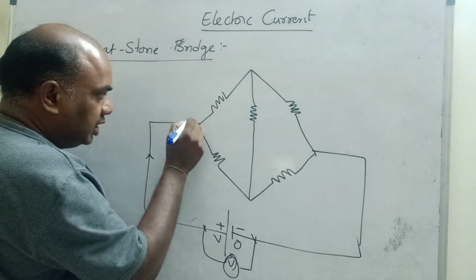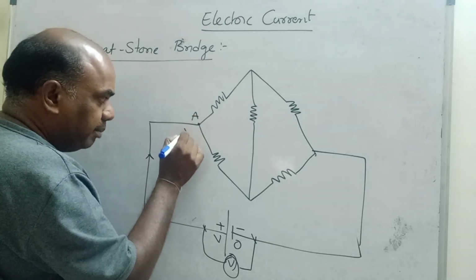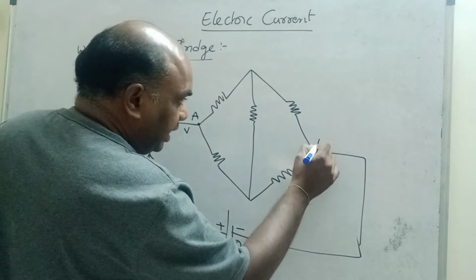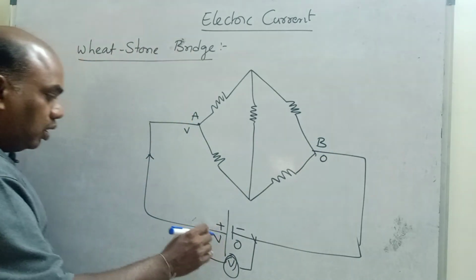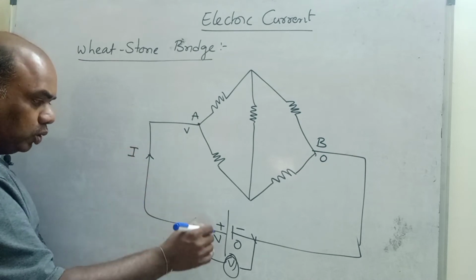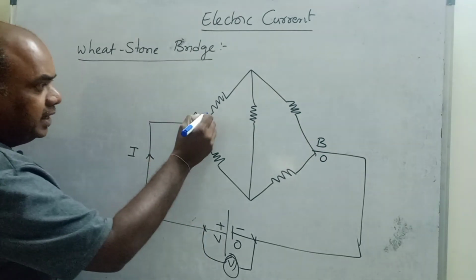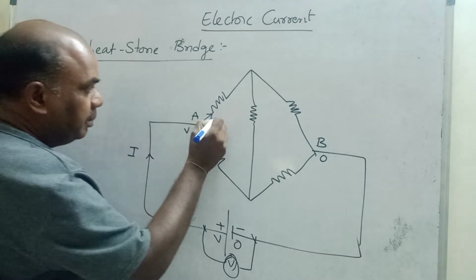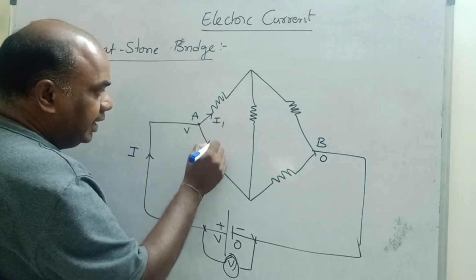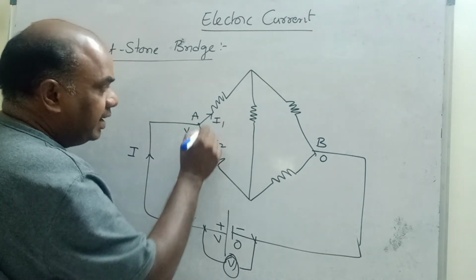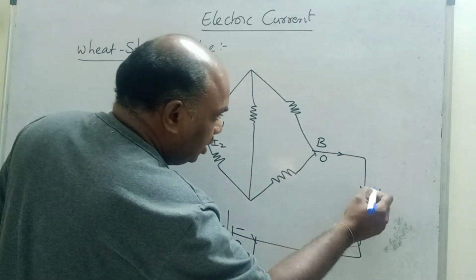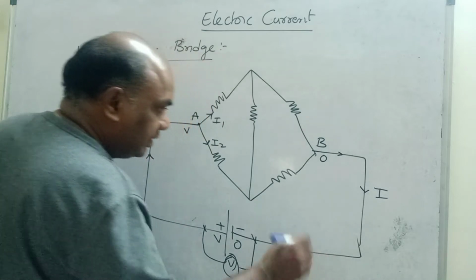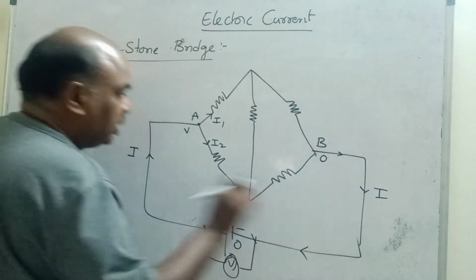The potential at this end, at the A terminal, let it be V. This is the B terminal. Here the potential is 0. So current flows from higher potential to lower potential, from here to here. Here the current divides. This current I becomes I1 on this side and I2 on this side. When this I1 and I2 come here, again they merge and the same total current I comes out from the B terminal.